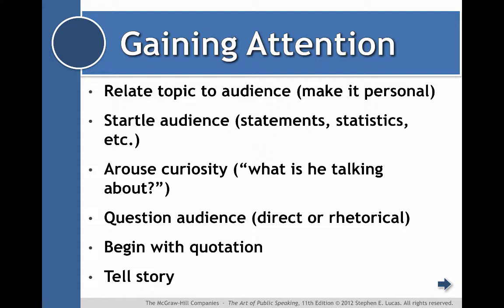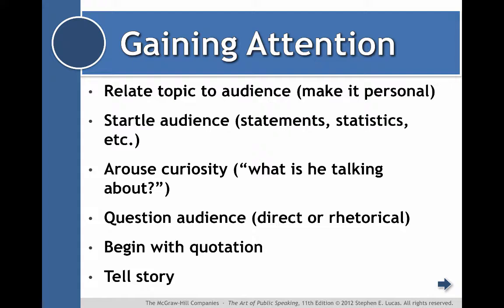Or you could start with some kind of startling statement. Maybe you're giving a speech about how to keep your heart healthy. You find a statistic about the percentage of people who have heart attacks. You could start with something like, "All of us in this room are living with a time bomb in our chests. It's our heart. In fact, according to the Heart Foundation, heart disease is the #1 killer of all Americans. None of us is immune."